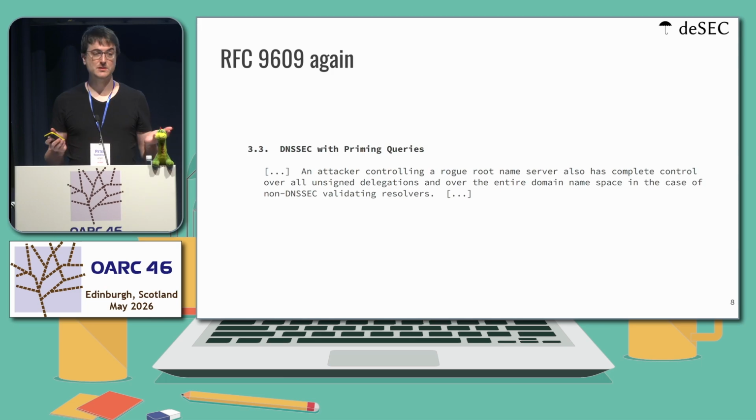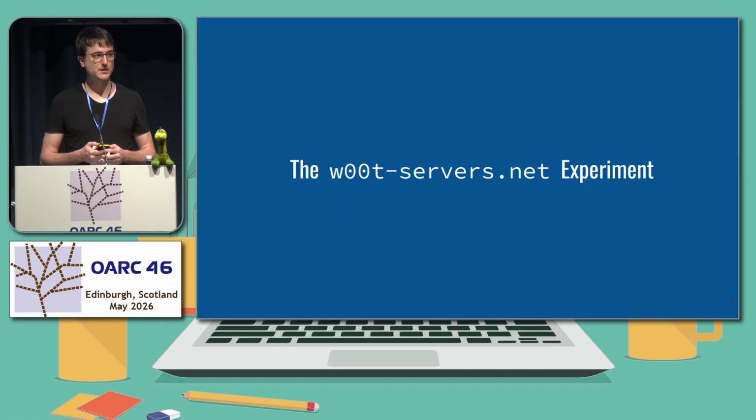If you take that over because you somehow manage to spoof a priming response, then at least for those TLDs that don't use DNS-OARC, you might be able to control the traffic. All right, so here's the root servers experiment.